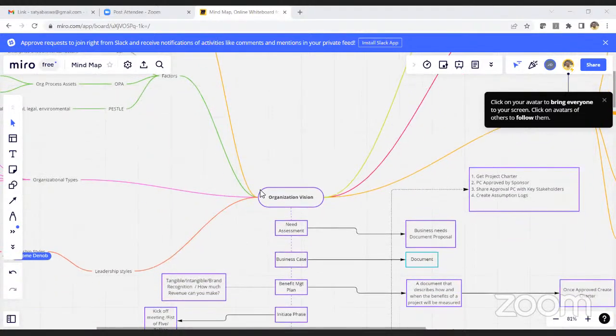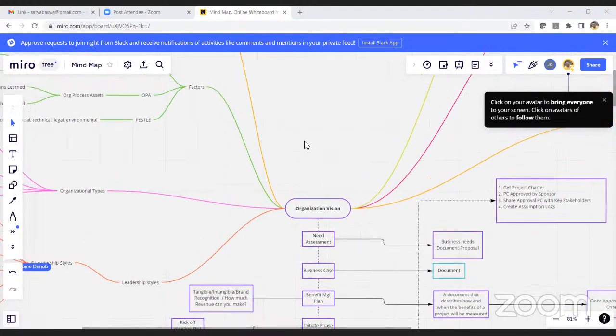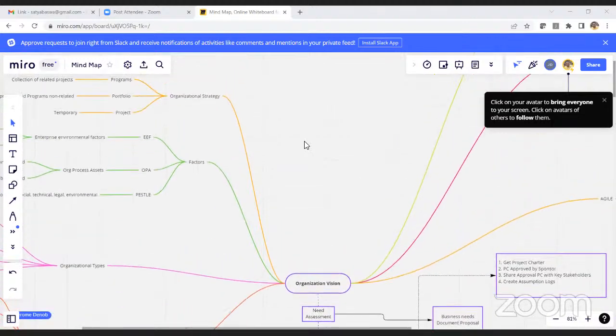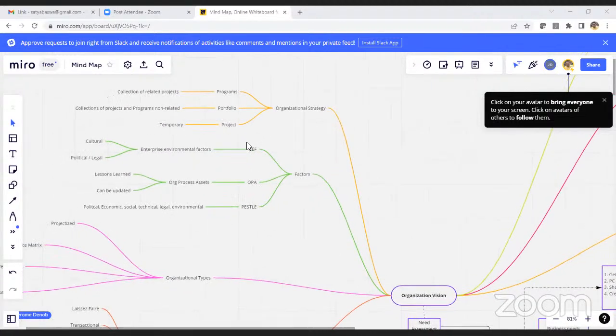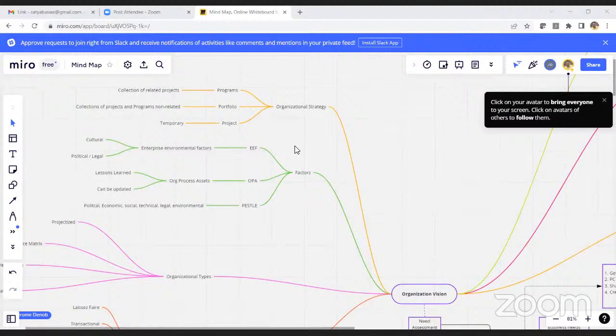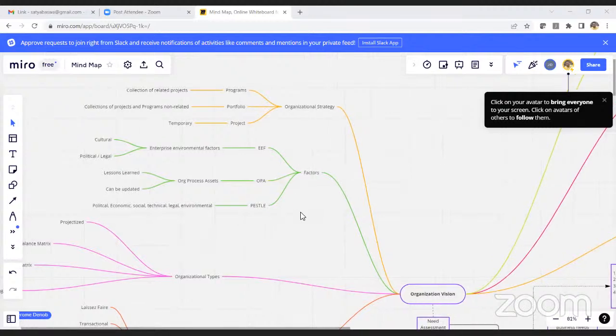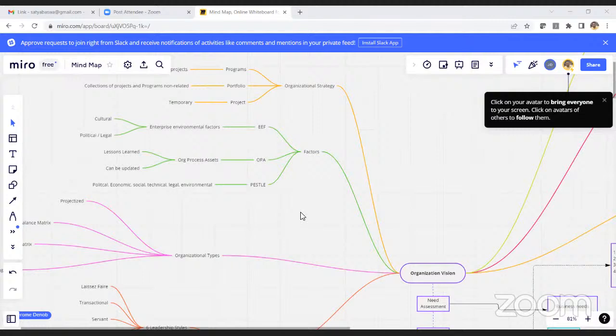So we have the organizational strategy. We have programs, which are a collection of related projects, portfolios, which are a collection of projects and programs that may not be related, and projects, which are temporary. We have some factors: the EEF, enterprise environmental factors, cultural and political aspects. We have OPA, organizational process assets. We have lessons learned, and that can be updated. We have PESTLE: political, economic, social, technical, legal, and environmental.